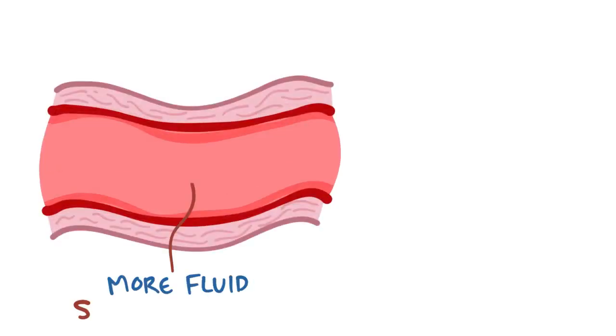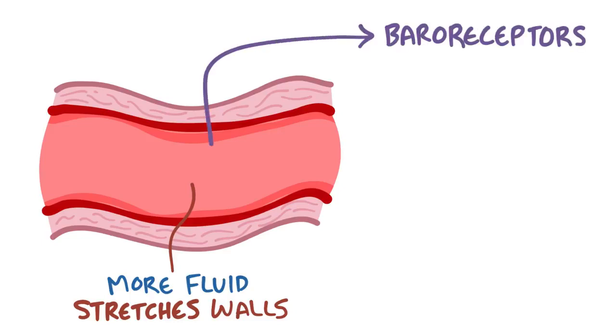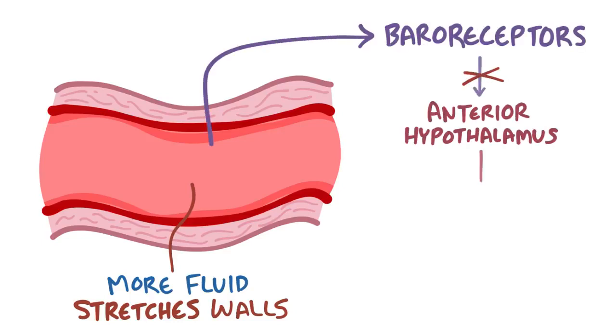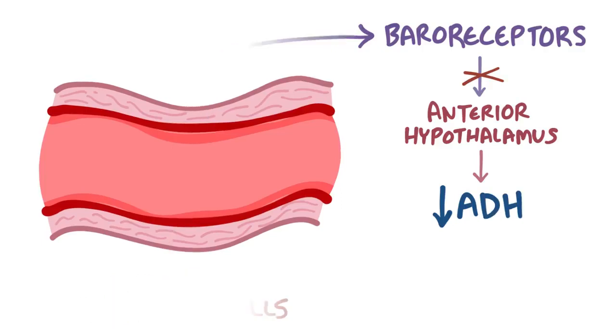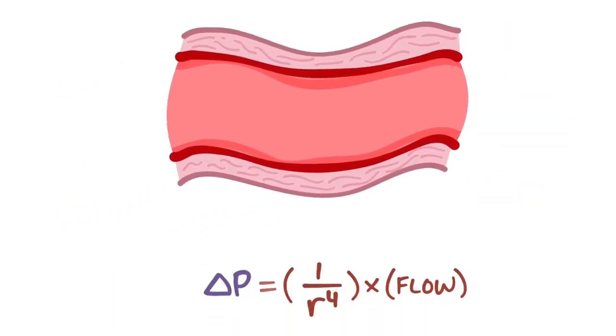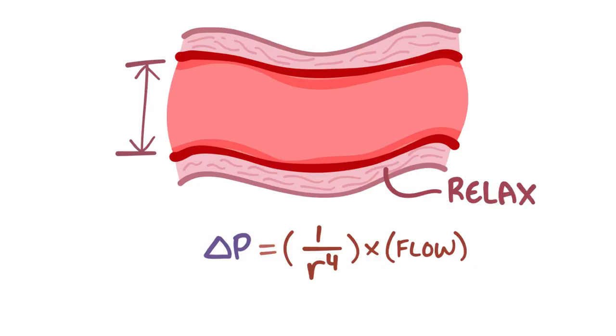A second thing that happens, which happens sort of at the same time as the first, is that increased amount of fluid increases plasma volume, which stretches the walls of the blood vessels. And baroreceptors sense that stretch and also cause the hypothalamus to stop ADH secretion. Without ADH, smooth muscles relax, and that results in the radius increasing and the resistance decreasing, and therefore there's a drop in the blood pressure.